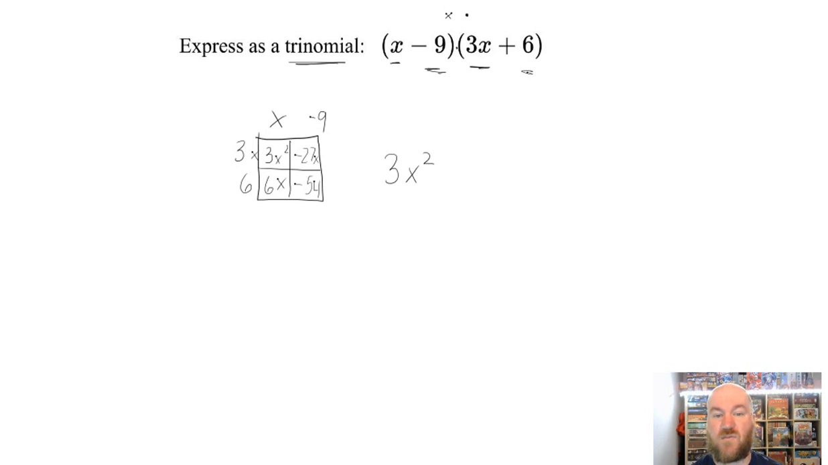The 3x squared has no other x squareds to be combined with. I see the 6x and the negative 27x, those can be combined. So 6x minus 27x, 27 minus 6 is 21, so it'd be minus 21x. And then the minus 54 just gets brought along. So the answer to this is 3x squared minus 21x minus 54. And that's a trinomial. A trinomial means it has 3 terms.